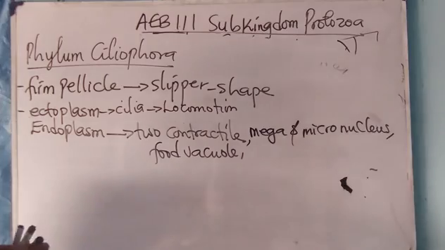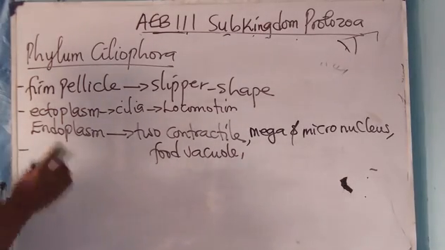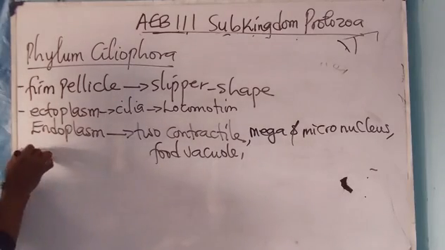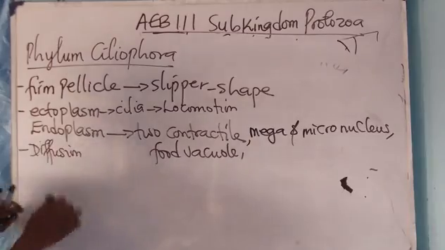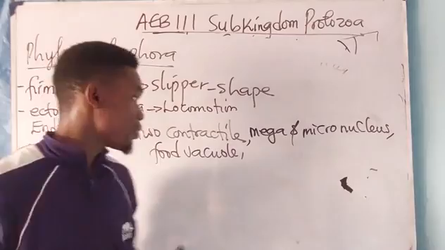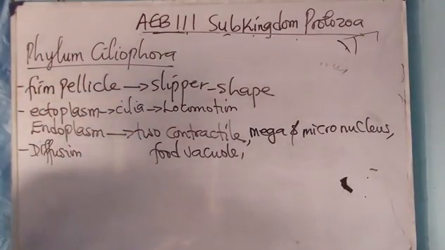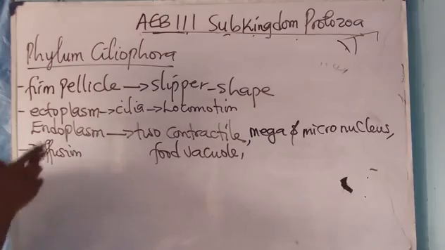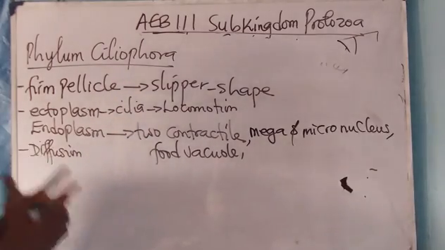The cilia is for locomotion. And diffusion is true. Respiration is through diffusion, and it occurs throughout the body surface. Okay, is there another point under this? They are called ciliates because they have cilia.